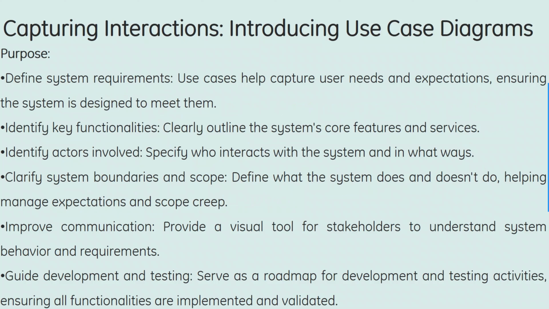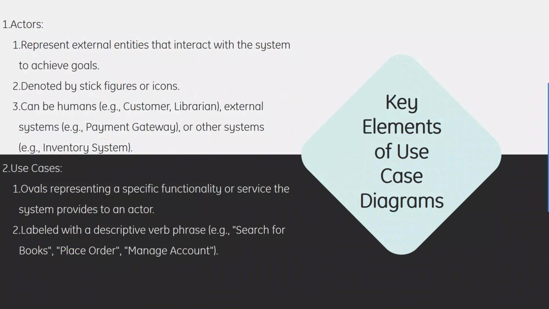Then we have improved communication, which provides a visual tool for stakeholders to understand system behavior and requirements. Then we have guide development and testing. It serves as a roadmap for development and testing activities, ensuring all functionalities are implemented and validated. So here, what are the key elements of use case diagrams?